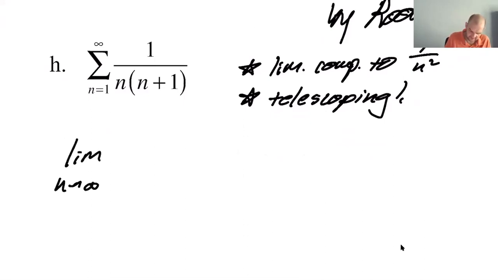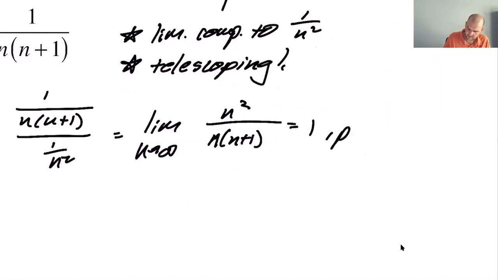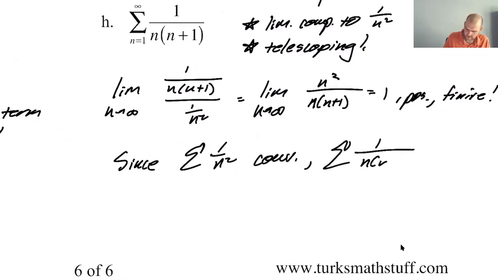Limit as n approaches infinity of 1 over n plus 1 over 1 over n squared equals limit as n approaches infinity of n squared over n plus 1, which is 1, which is positive, finite. So since 1 over n squared converges, 1 over n plus 1 converges by limit comparison.